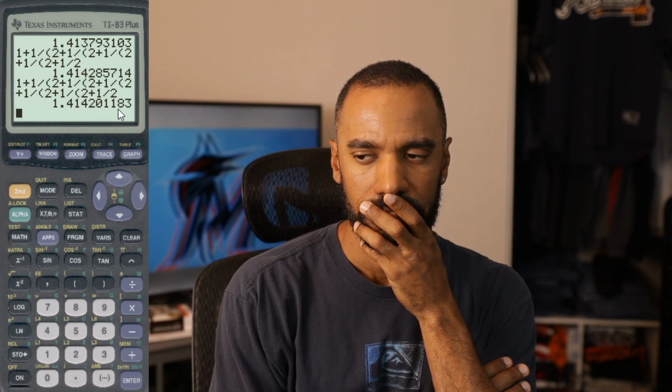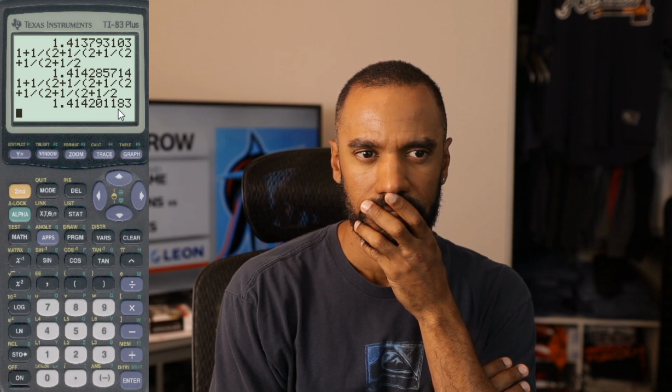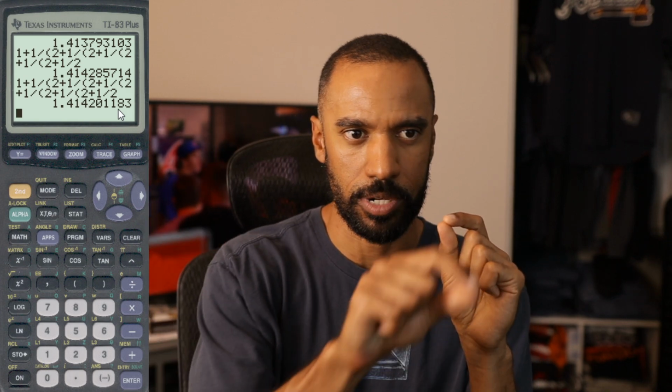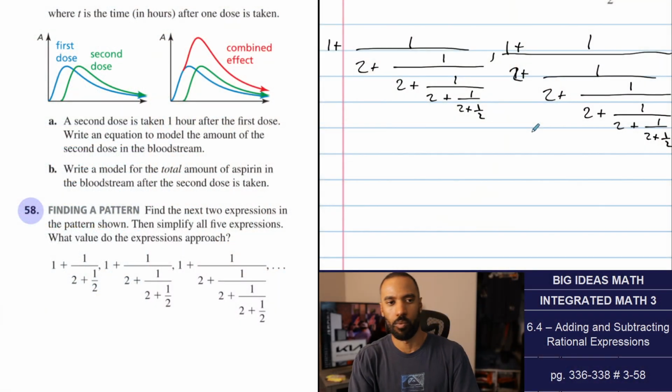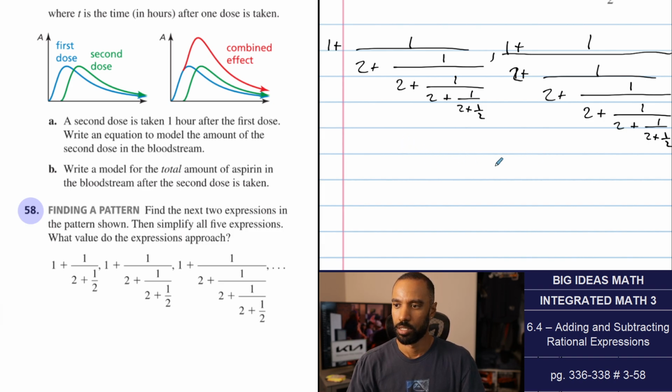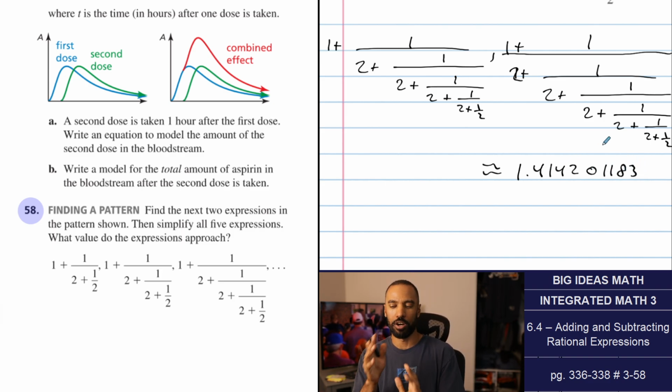1.41420. Maybe they are changing. Maybe they are going higher than lower than higher than lower. I think it did up, down, up, down. So far, it's approaching 1.414201183. I don't see if there's a repeat of numbers. Is it 414141?